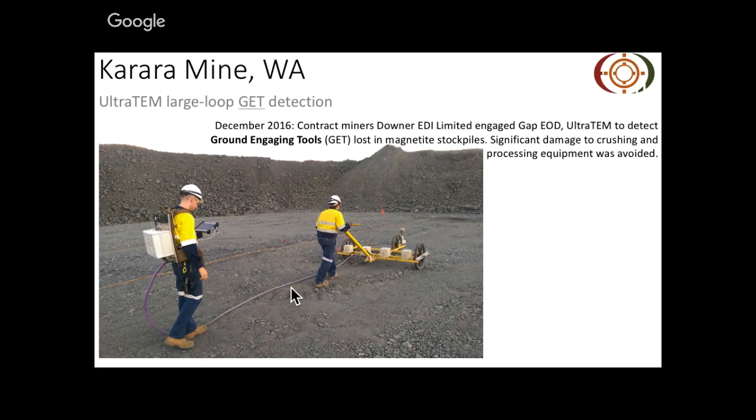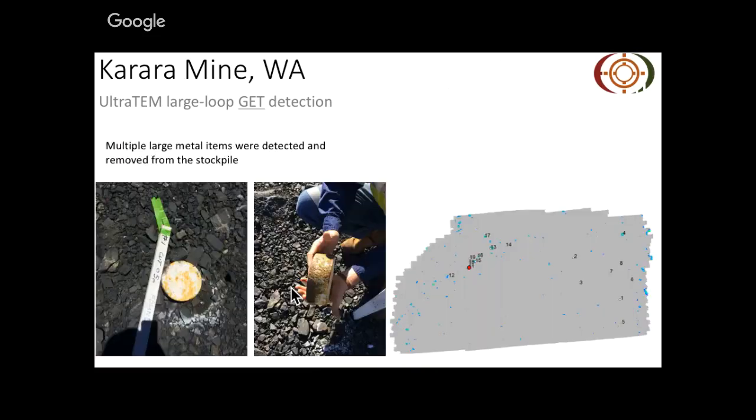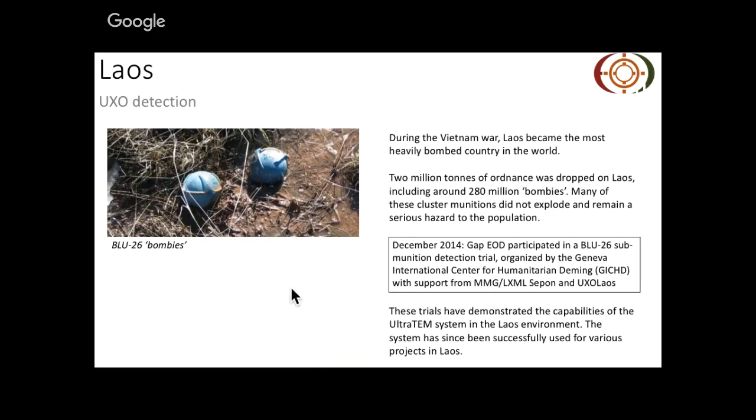I didn't mention, by the way, the system we use in Australia operates at 25 hertz. So this is a true time domain system operating at 25 hertz, for the sake of our power frequencies here. So relatively low frequency. Just more examples of things that were found in the stockpiles.